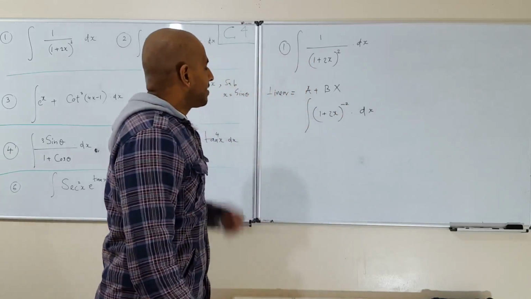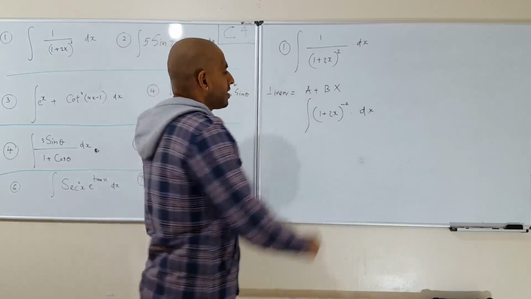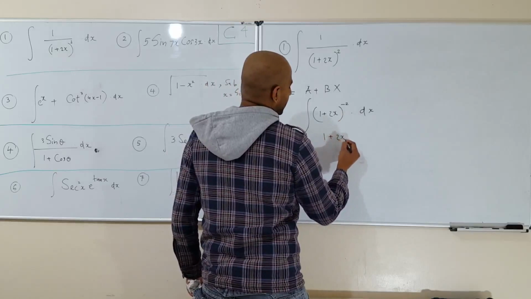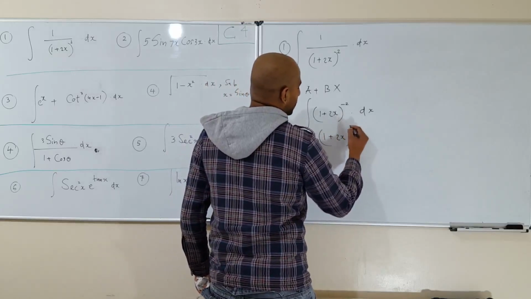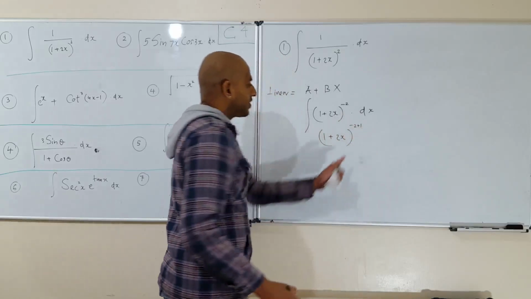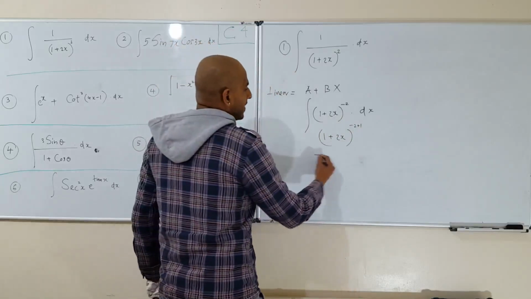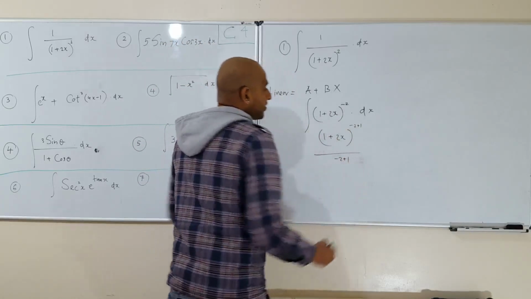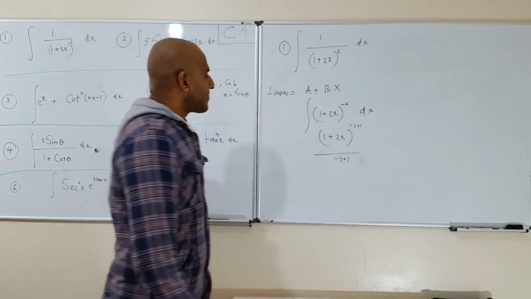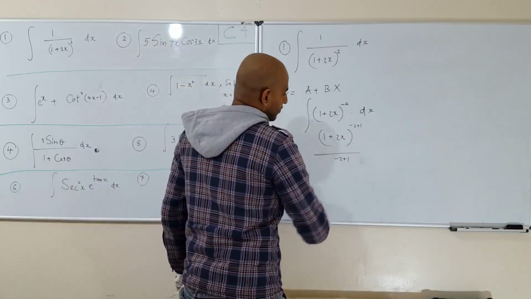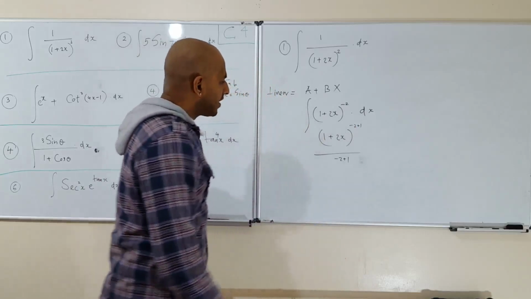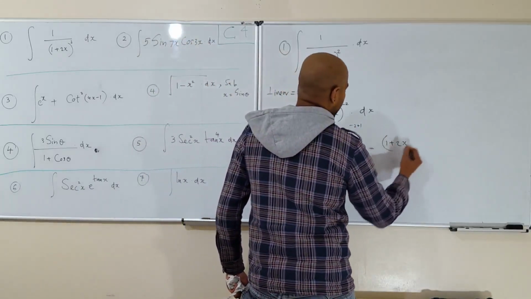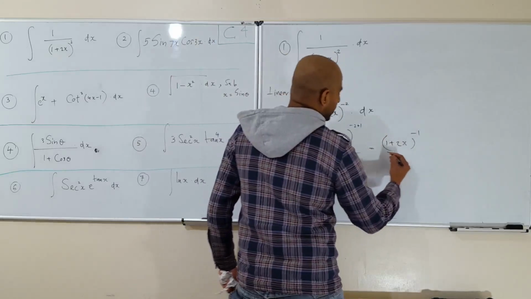Now we can integrate like a standard integral. We add 1 to the minus 2, so we're going to get (1 plus 2x) to the power of minus 2 plus 1. I'm just writing the operation, minus 2 plus 1, for clarification. So we can now simplify it. What you're going to get here basically is (1 plus 2x) to the minus 1 over minus 1.